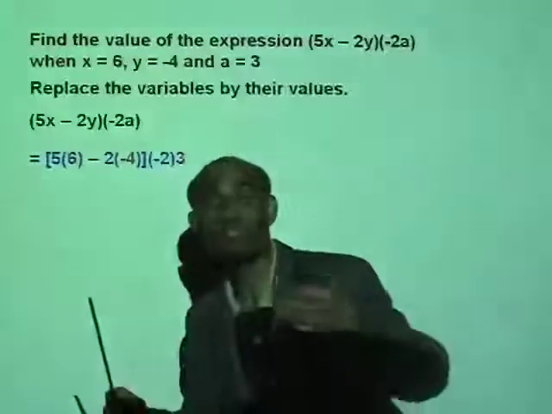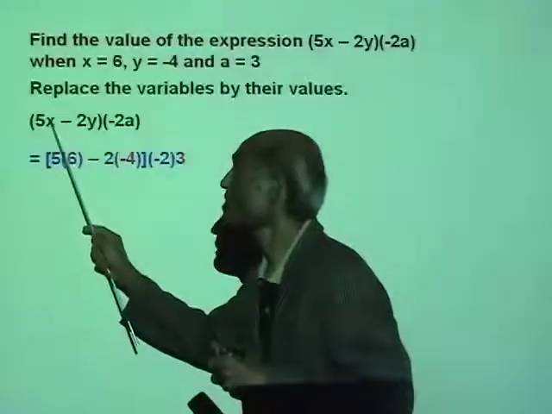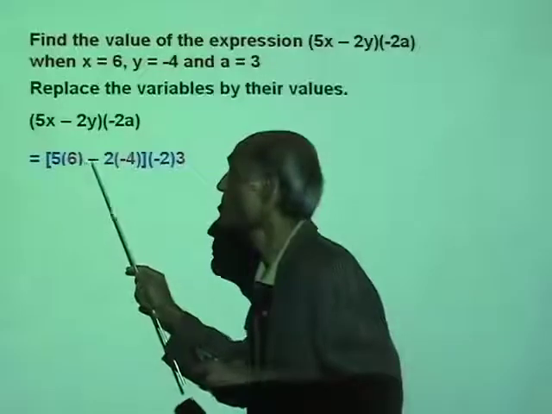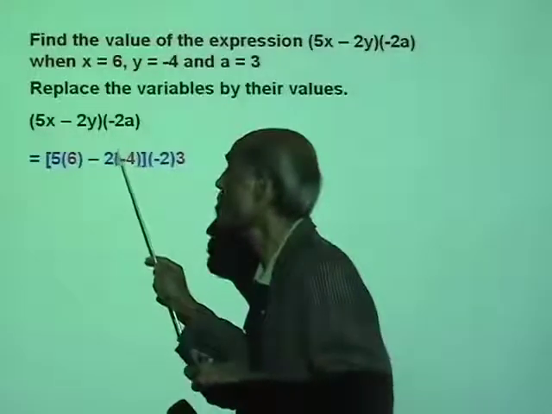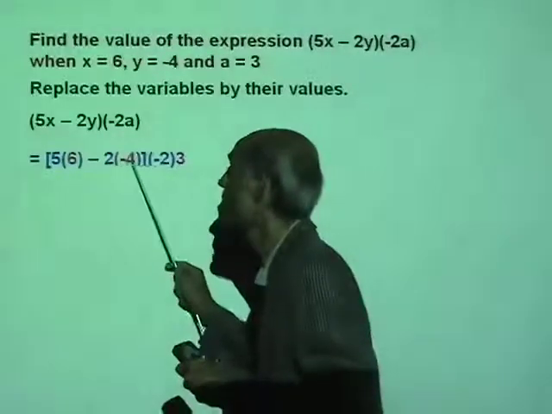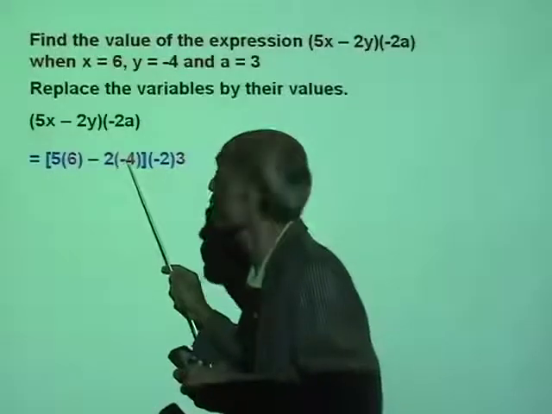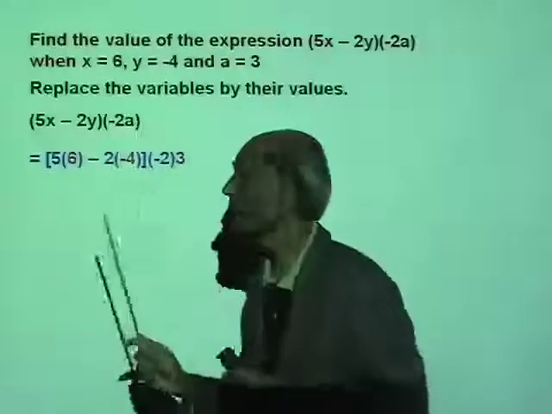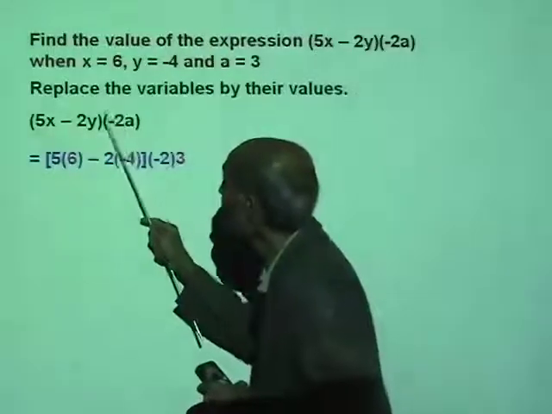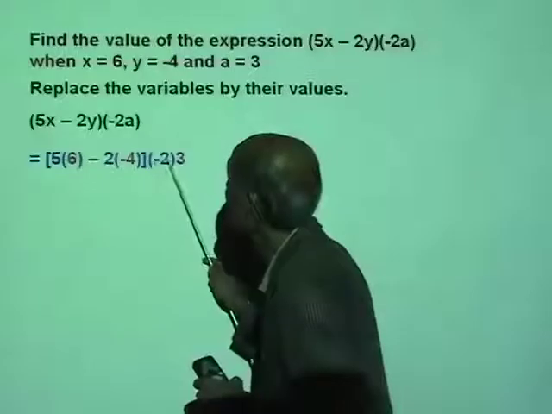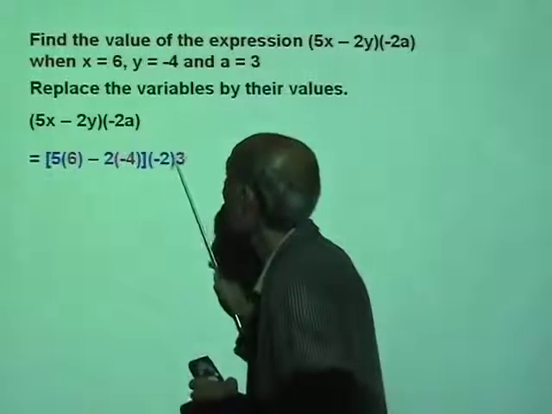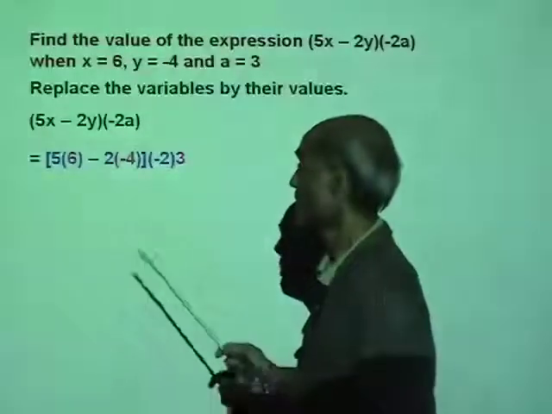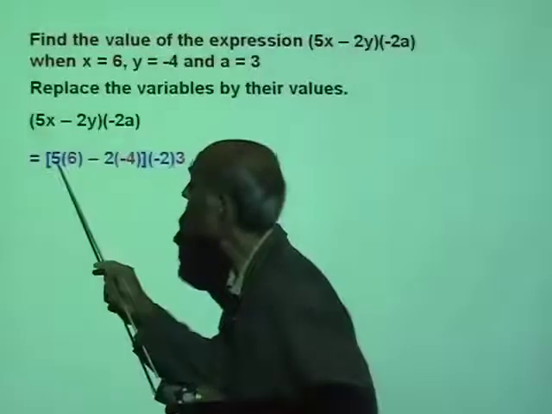5x means 5 times x. When x is replaced by 6, it becomes 5 times 6. Minus 2 times y. In place of y, I have negative 4. And I use a bracket to group that. In the next one, I have negative 2 multiplied by a. A is 3.